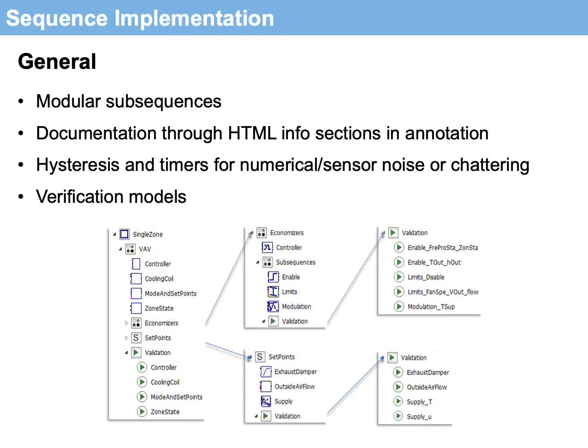So in terms of the actual sequence implementation, I'll start out with some general information. The sequences are implemented as Modelica packages within the Modelica Buildings library, and they're implemented in a modular way based on subsequences so that the final controller can be more customizable as allowed by ASHRAE Guideline 36. There's documentation provided throughout through the use of the HTML info section. There's hysteresis and timer blocks used to control for numerical or sensor noise or equipment chattering. And there's verification models included with each subsequence to show users how the sequences are used and their performance, as well as used for unit tests for code maintenance.